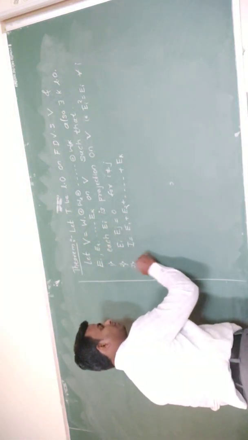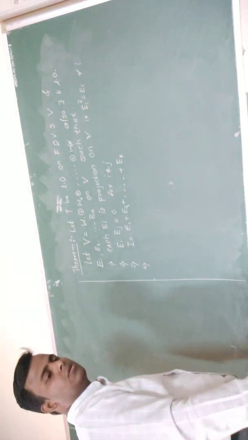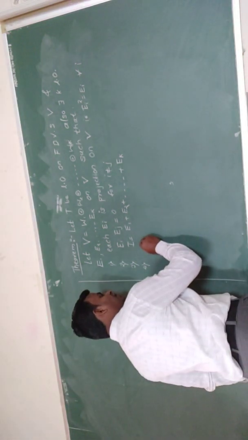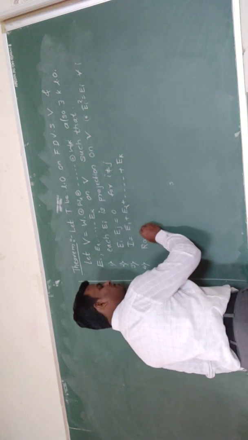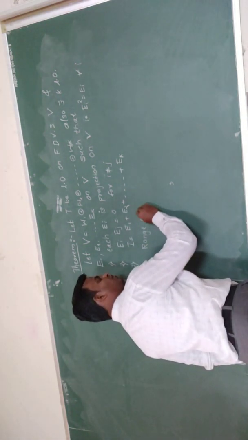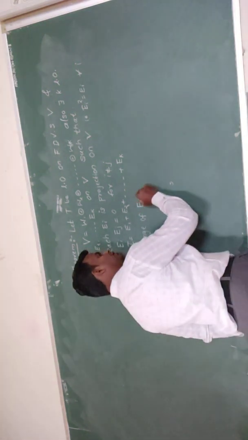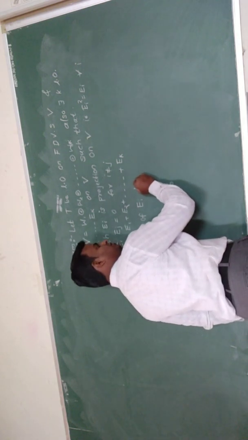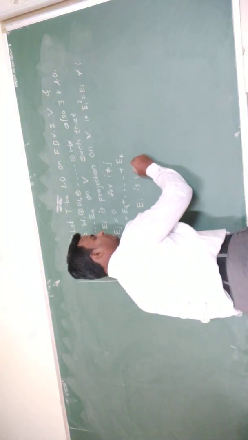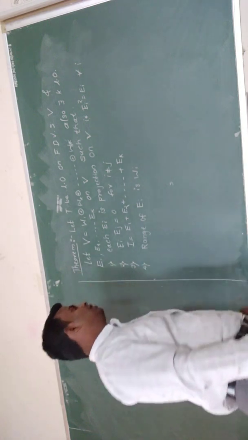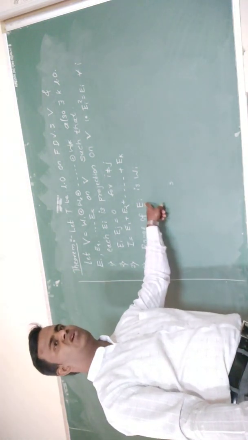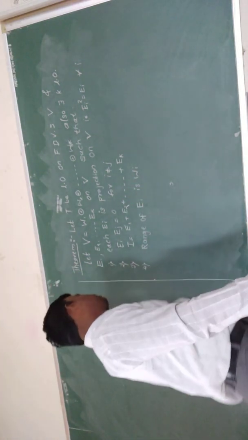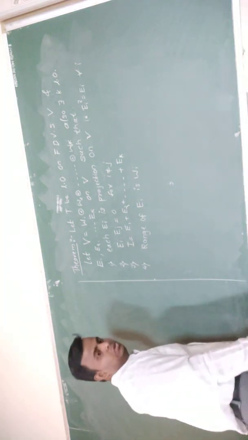Fourth condition: the range of Ei is Wi. That is, for any vector alpha, Ei of alpha belongs to Wi. That is, the range of Ei is Wi.